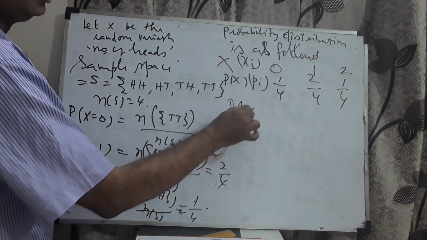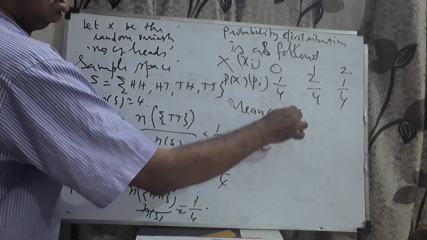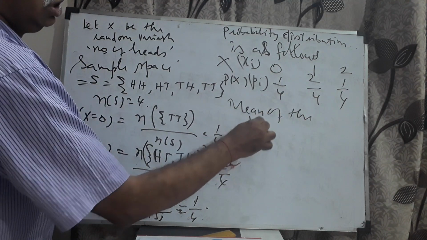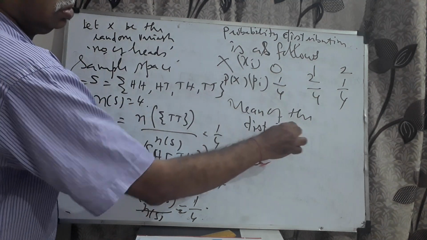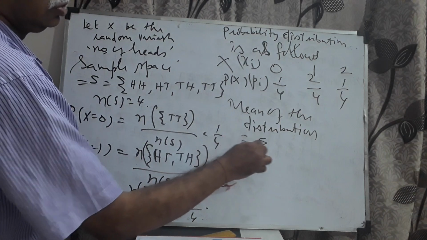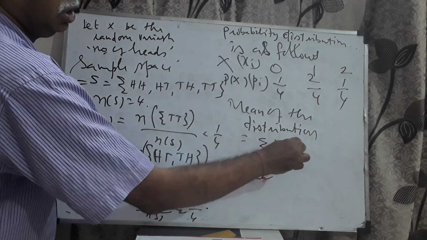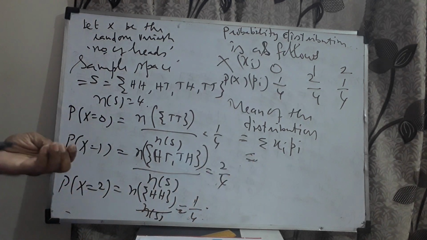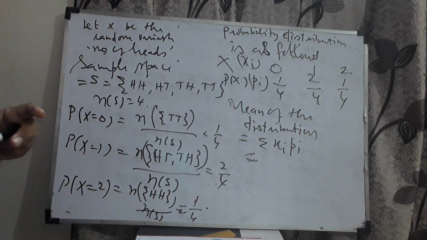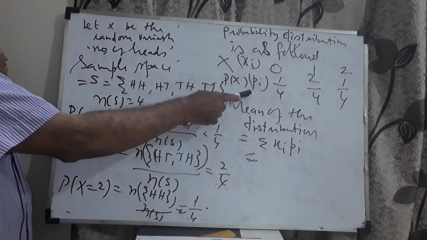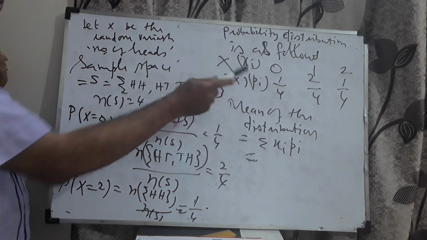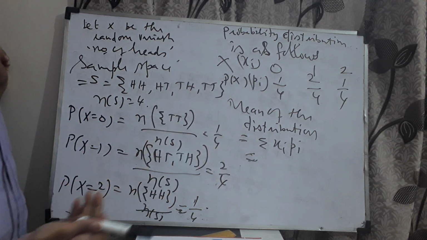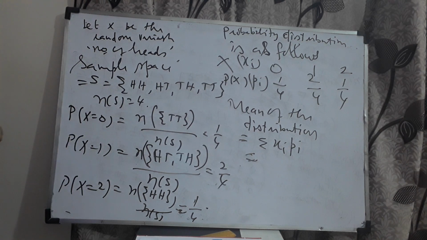Now the mean of the distribution. The mean of the distribution is equal to sigma xi pi. Practically speaking, you might have done this in your statistics: sigma fi xi by sigma fi is the mean for any frequency distribution. Instead of fi, I have pi here. I take this as xi and this as pi. Now the denominator sigma pi happens to be 1, therefore I don't write it at all.